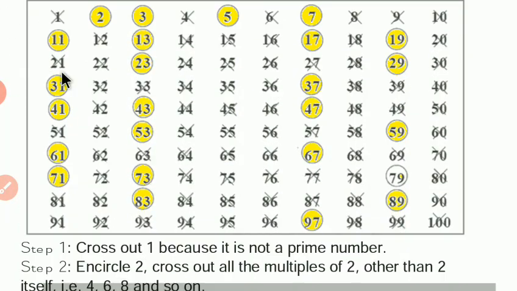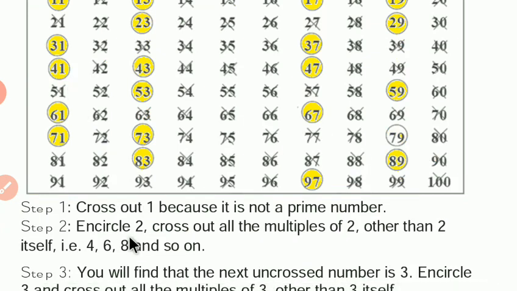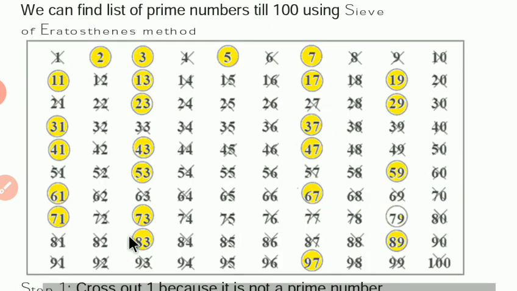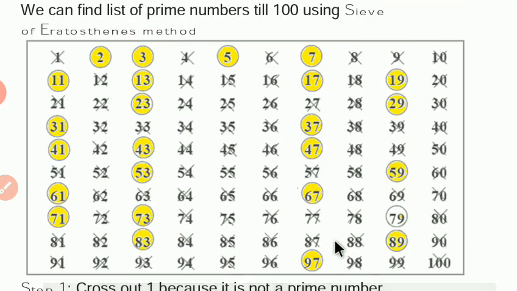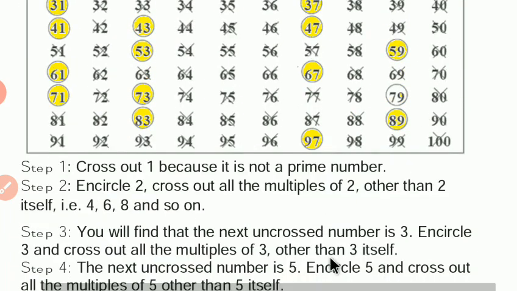First you cross 1 as it is not a prime number, and circle 2. We know that the first prime number is 2. So first circle 2, then cross all the multiples of 2 other than 2 itself. All the multiples of 2 means the even numbers, like cross 4, 6, 8, 10. Like this you have to cross till 100.